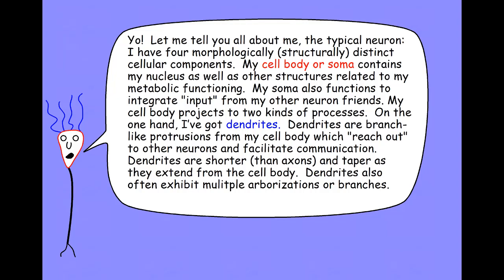Cell bodies have two kinds of processes, invaginations, extrusions. On the one hand, they've got dendrites. Dendrites are branch-like protrusions from the cell which reach out to other neurons to facilitate communication. They're, in essence, the input. Dendrites are shorter than axons, and they taper as they extend from the cell body. Dendrites also often exhibit multiple arborizations or branches.